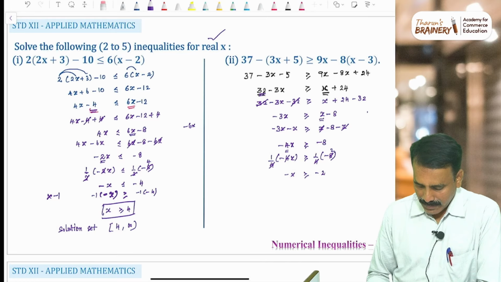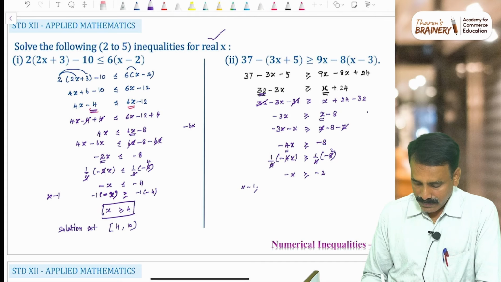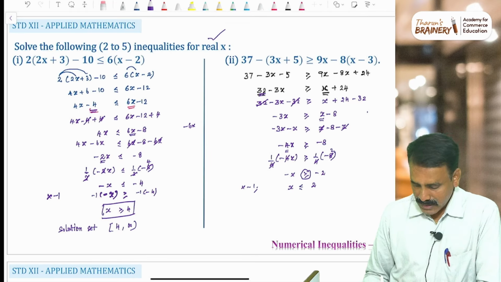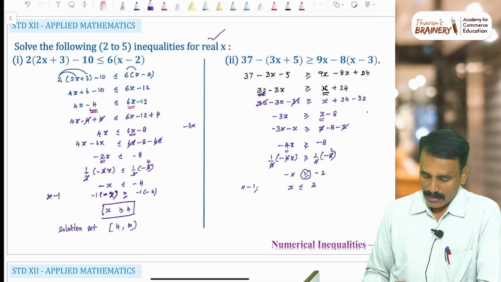Now, we multiply with minus 1. Whenever we multiply with minus 1, minus 1 into minus x is plus x, minus 1 into minus 2 is plus 2. What happens to this inequality greater or equal to? It is getting reversed. So x is less than or equal to 2.